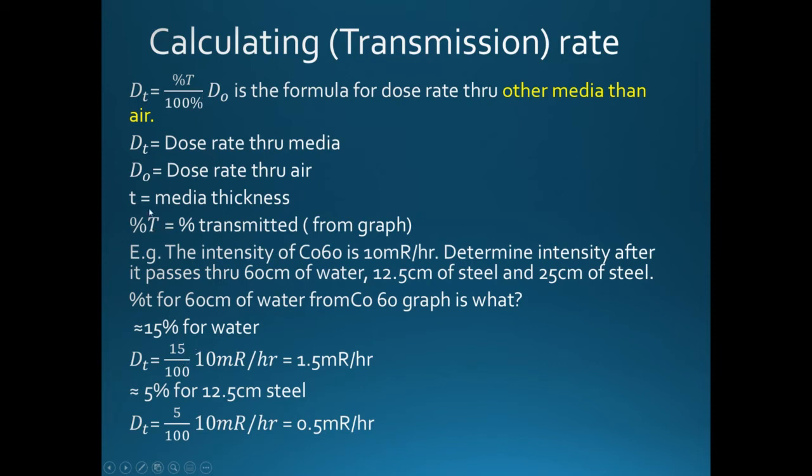Needless to say, percent transmissivity is off that graph. So here's what a typical question would look like here. I think this is the example from the ILM. The intensity of cobalt 60 is 10 millirocans per hour, and don't worry about the units. Determine the intensity after it passes through 60 centimeters of water, 12 and a half centimeters of steel, and 25 centimeters of steel.